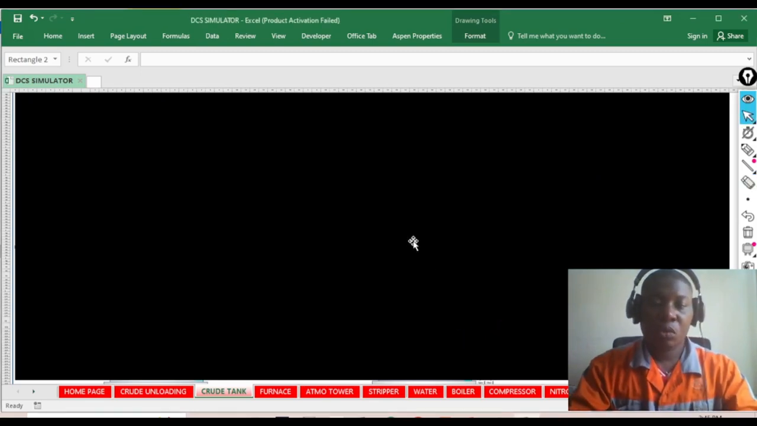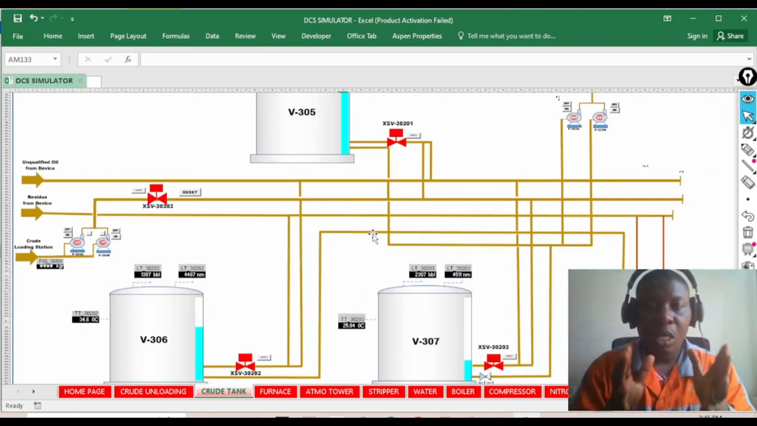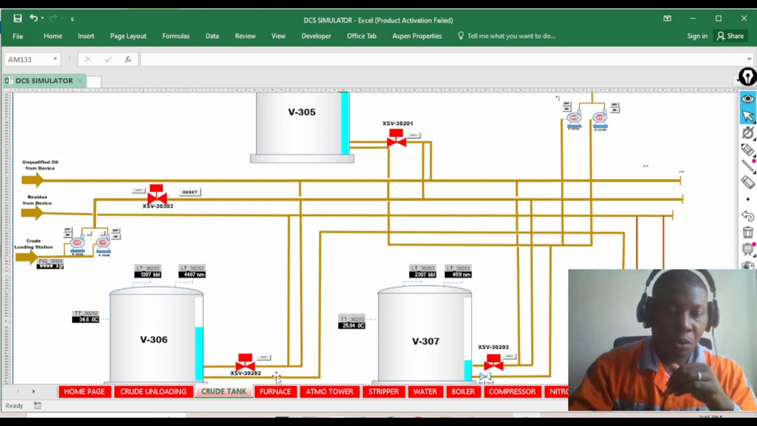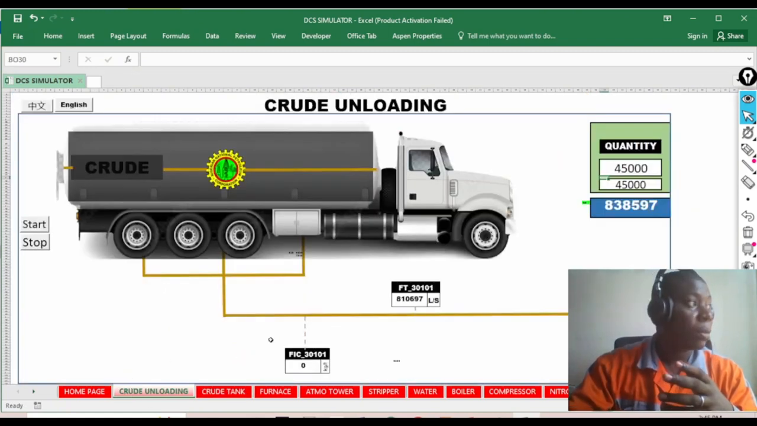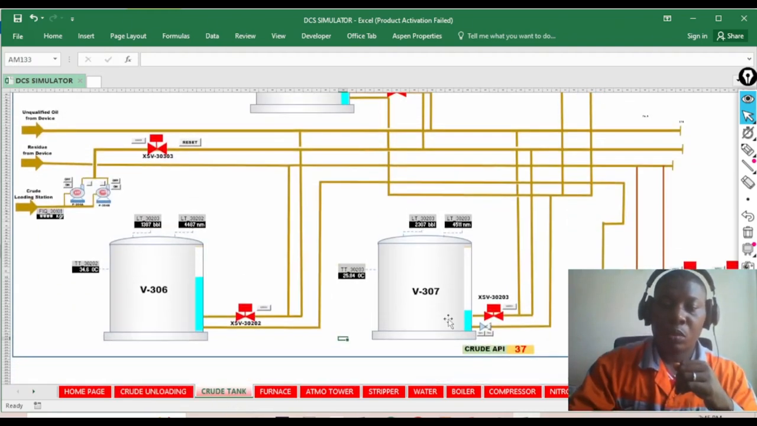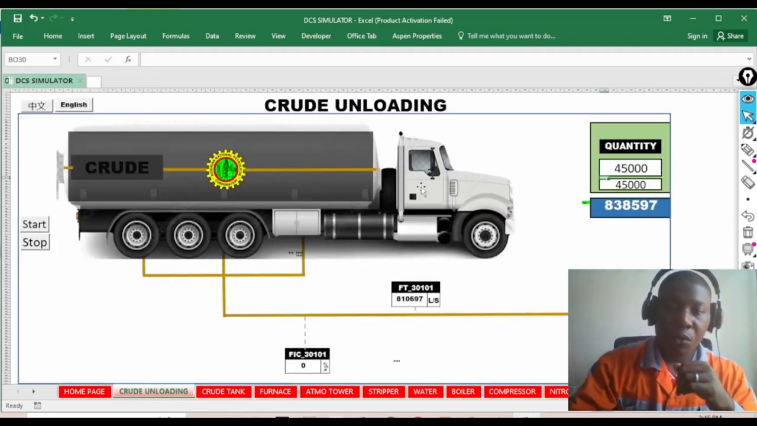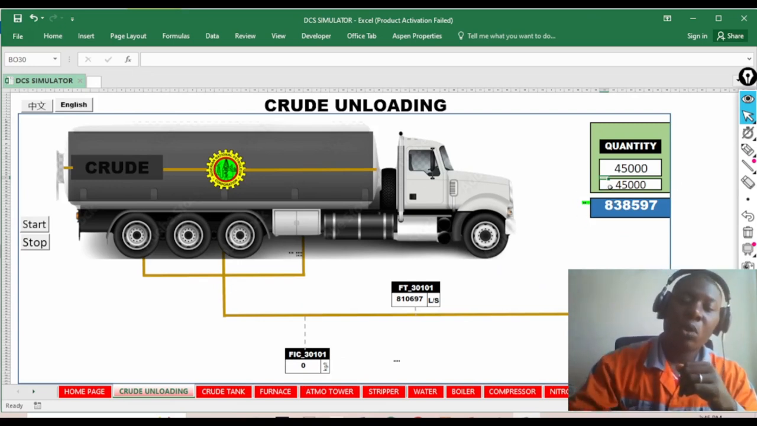And I'm going to take this one off. All right, so in this part of the video, let's assume we want to send in crude from this truck down to 307 using the pump here. Okay, so first we need to input the value.